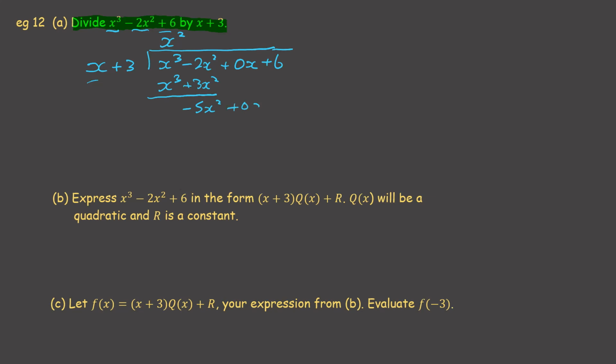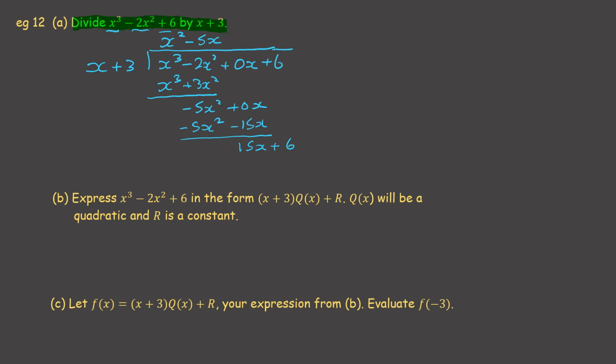Bring down the 0x. What do we multiply x by to get negative 5x squared? You multiply it by negative 5x. Multiply negative 5x by both things here, and we get negative 5x squared, take away 15x, and subtract, which gives us 15x.